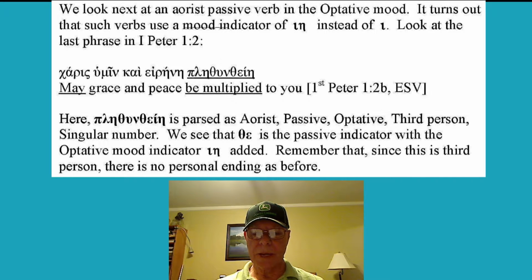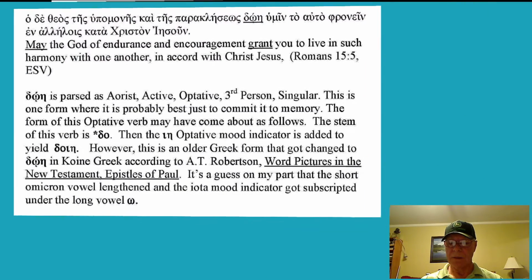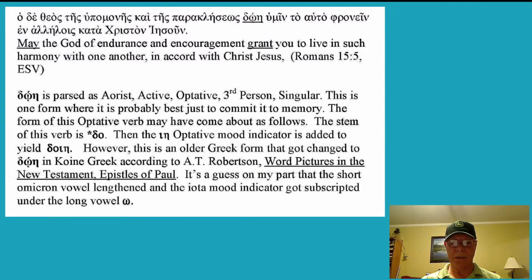The mood indicator iota eta is also used for verbs in the so-called athematic conjugation. Recall in Greek there are two conjugation systems, thematic and athematic. Here's an example based on the verb didome, give, grant, bestow, of the athematic conjugation from Romans 15:5.